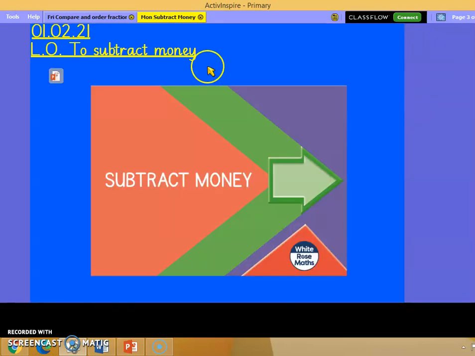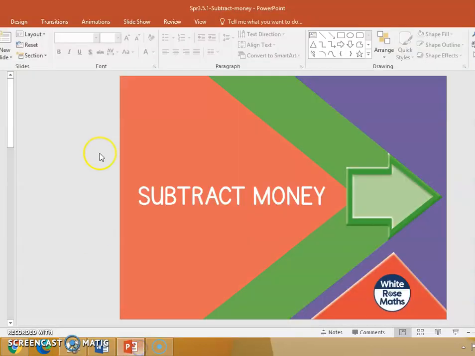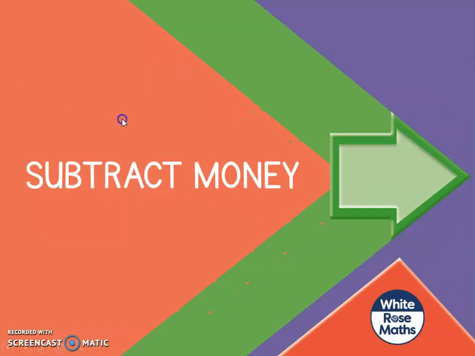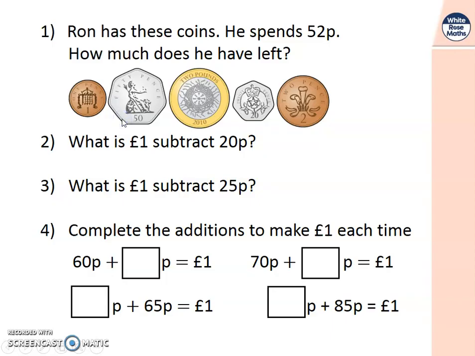Let's move on to today's learning. Today, remember, we're going to learn to subtract money. To warm our brains up, let's have a go at these questions. Number 1. Ron has these coins. He spends 52 pence. How much does he have left? Pause the video, have a go, and then we'll check your answer.